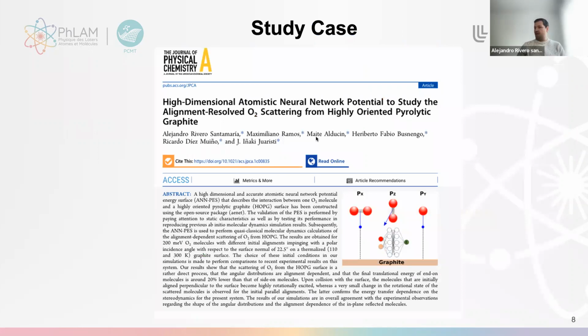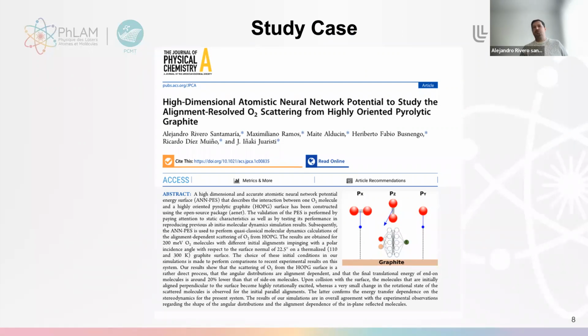So now I will present the study case. This is a work that we made in 2021, where we obtained a high-dimensional atomistic neural network to study the alignment result of O2 scattering from highly oriented pyrolytic graphite.